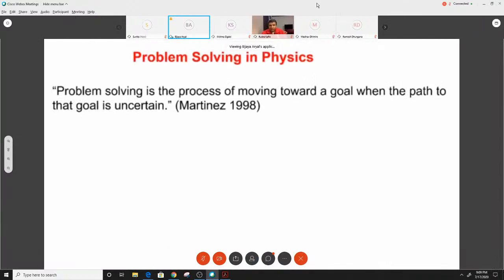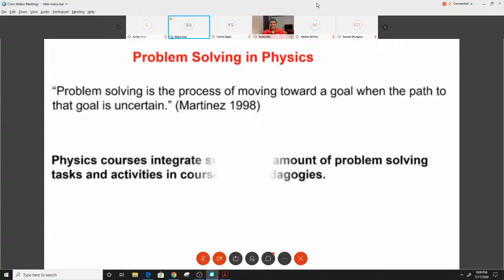If you already know how to do a problem, that is not a problem. Many of our students complain, oh, I don't know how to do this problem. My quote is, if you already know how to do the problem, that is not a problem. That is an exercise. So yes, physics courses integrate lots of problem solving. That is very good.